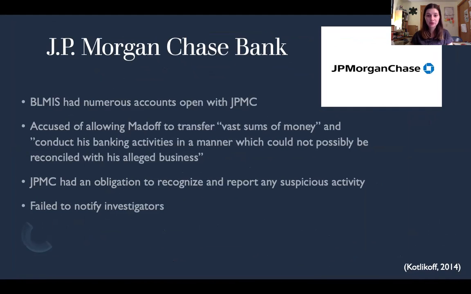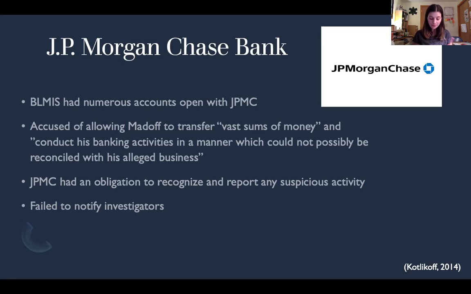So next we have JP Morgan Chase Bank. This is what BLMIS used to deposit the funds that they were getting. So they had numerous accounts open, and after Madoff was arrested, the bank was accused of allowing Madoff to transfer vast sums of money and to conduct his banking activities in a manner which could not possibly be reconciled with this alleged business.